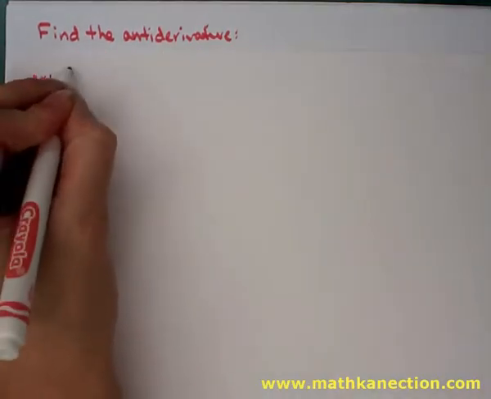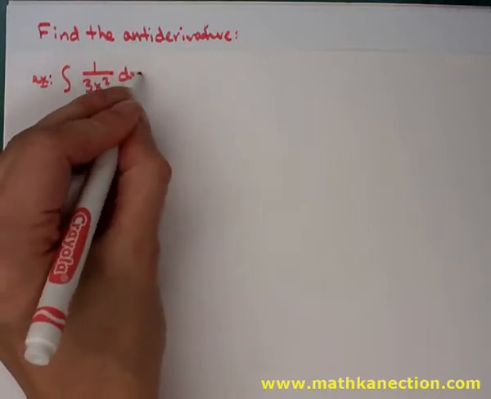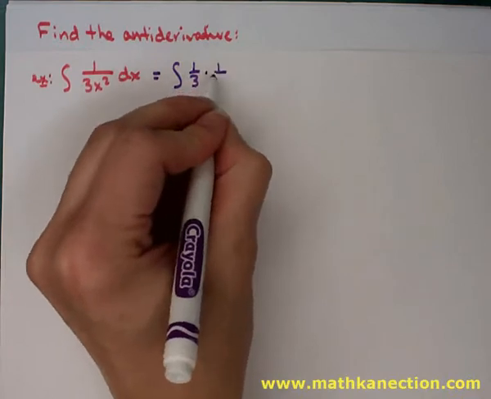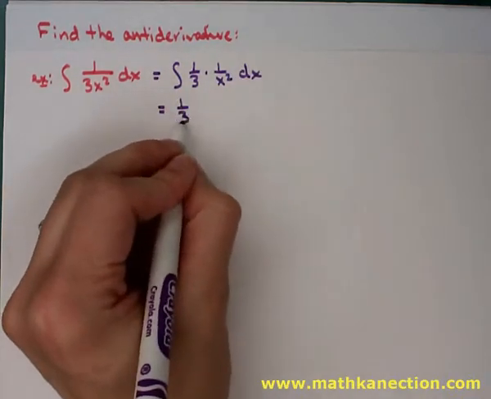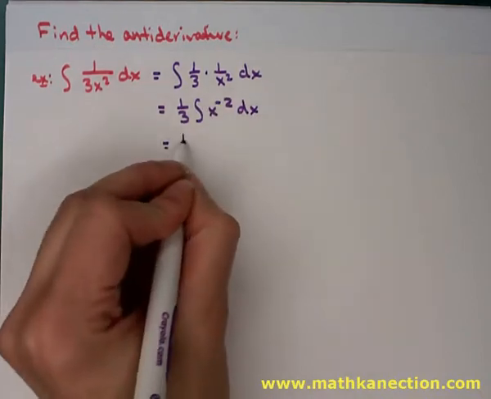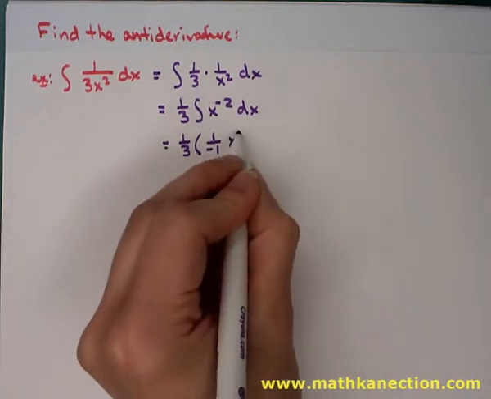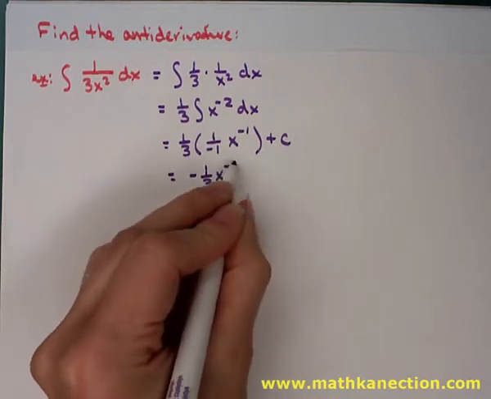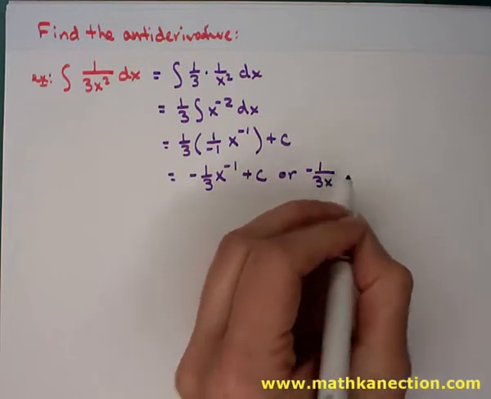The next integral is the integral of 1 over 3x squared dx, separating the coefficient as 1/3 times 1 over x squared dx. Taking that coefficient out in front of the integral and rewriting as x to the -2. So antideriving, we have 1/3 times 1 over -1 x to the -1 plus c, which makes -1/3 x to the -1 plus c, or -1 over 3x plus c.